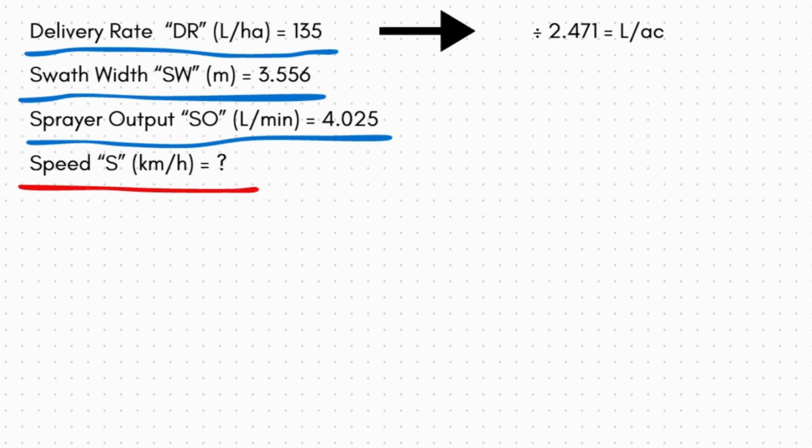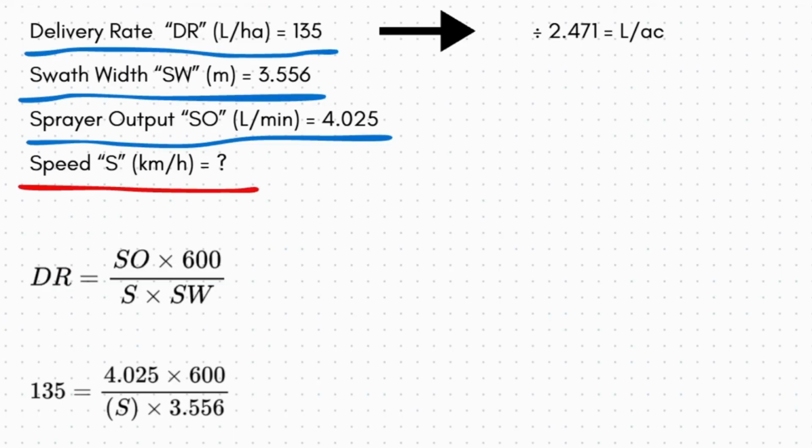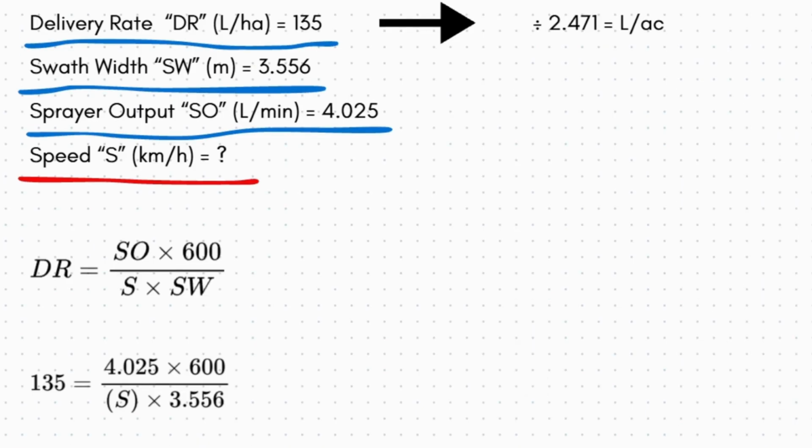That leaves us with just the speed in kilometers per hour remaining to figure out. As I said, we can calculate that using a formula, really two formulas, but they're just variations of each other. The first one is as displayed here, and it's a little bit more tedious, because it's kind of a trial and error process. Because our speed, our unknown variable, is not isolated, we need to plug and play to see which speed will give us our delivery rate of 135 liters per hectare. If we keep trying different speeds, eventually we should be able to get to that 135 as our outcome.